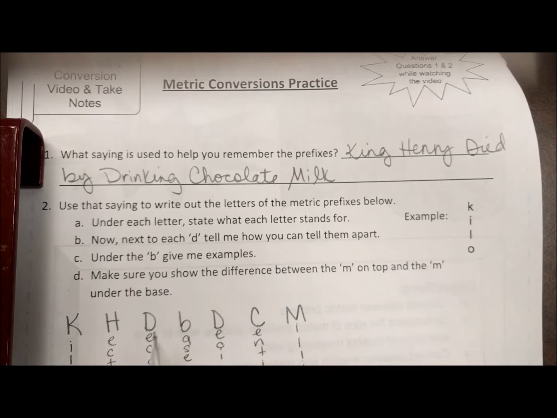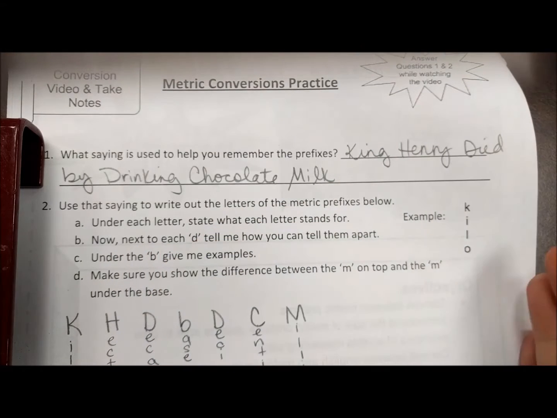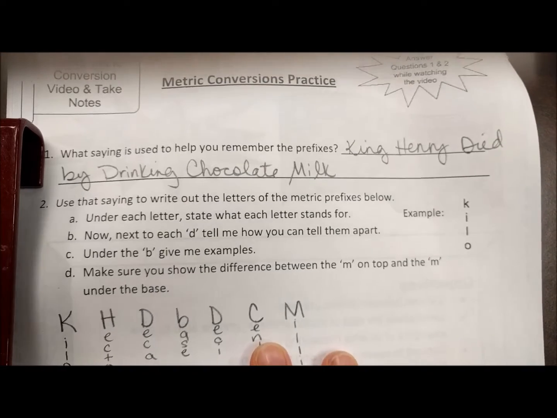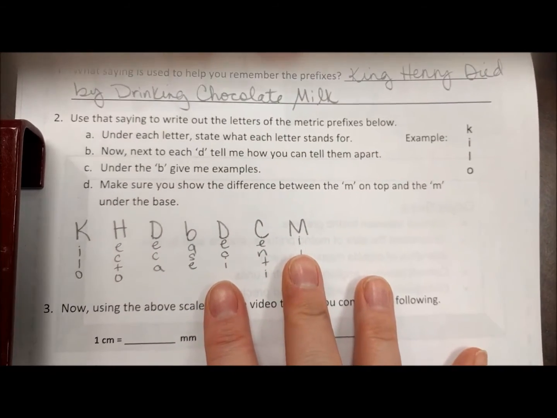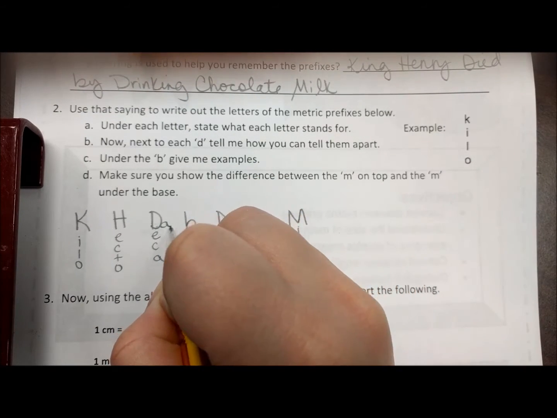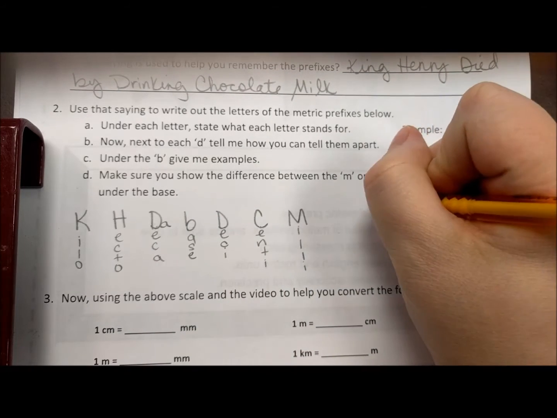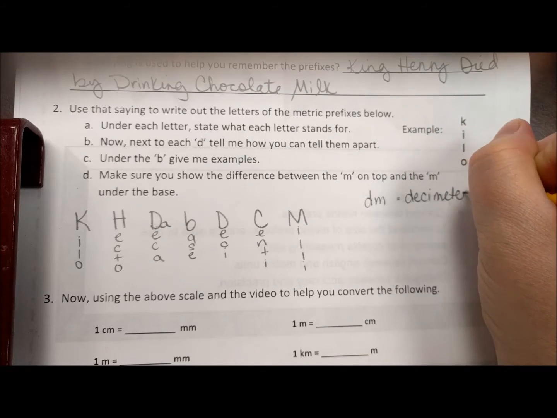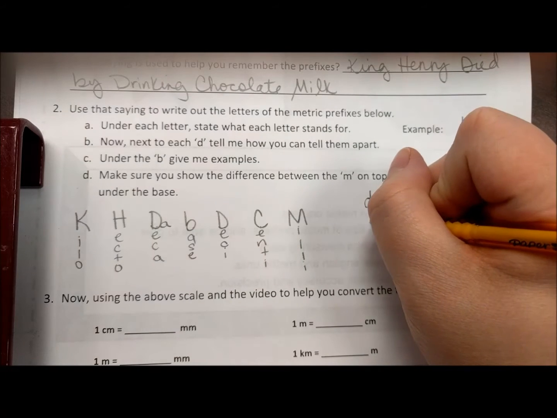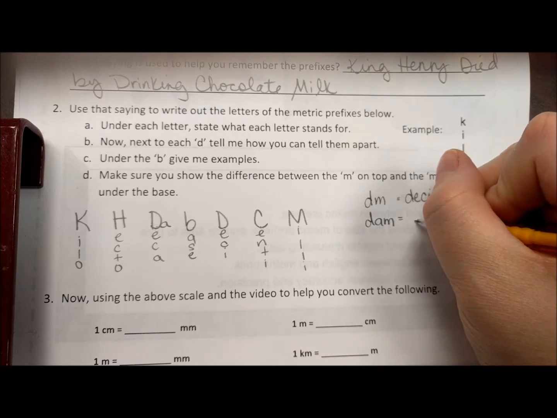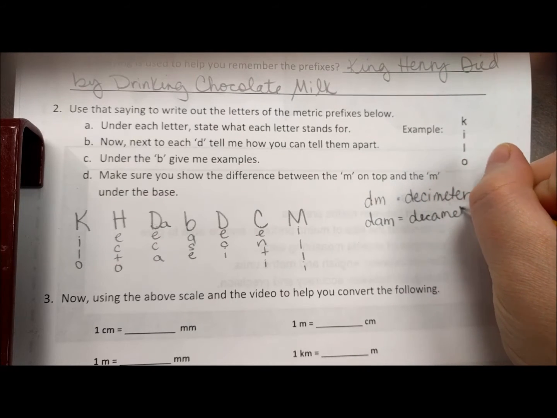Now the way I tell the two D's apart is, first of all, I know which order they go in because they're in alphabetical order, okay? So deca before deci. That's how I remember it. And then the other thing is that the deca is going to be DA. And so if you saw a DM, that would mean decimeter. If you saw a DAM, I know some of you are going to giggle, it's not that big a deal. That would be a decameter. Okay?